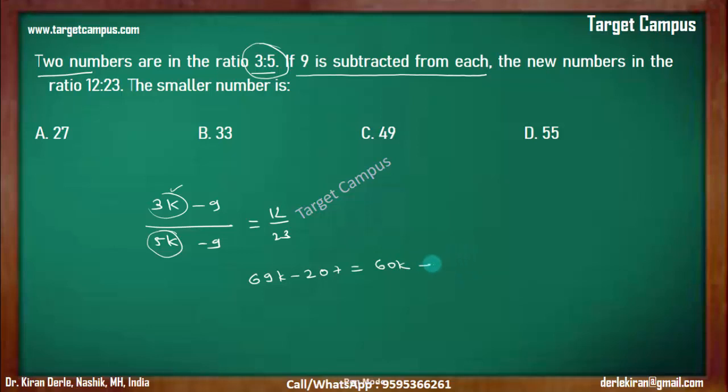12 into 9 is 108. So this becomes 9k is equal to 99, right? So this 9 difference is 99. k is equal to 11. So the common multiple is 11. What is the smaller number? The smaller number is 3k. That is 3 into the value of k, which is 11. 33 is the smaller number. That's the answer, right? Hope you understood this.